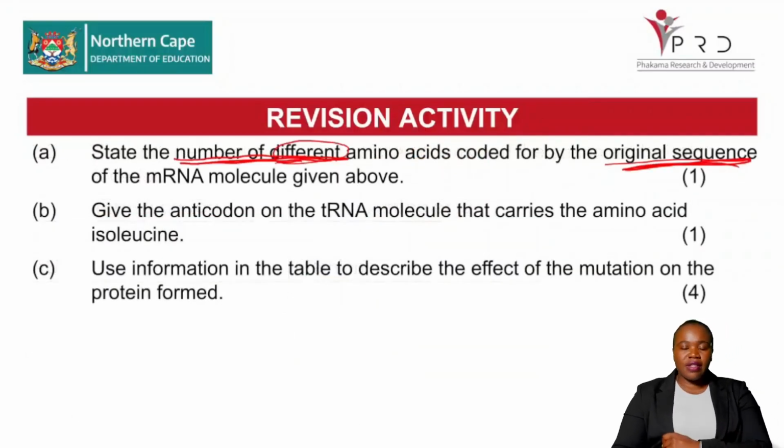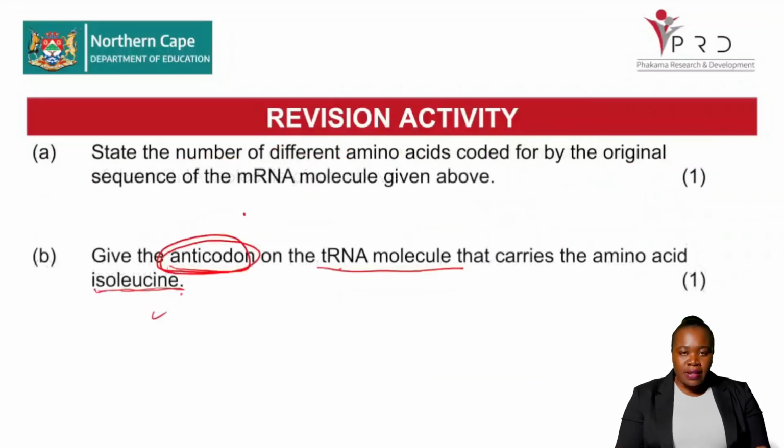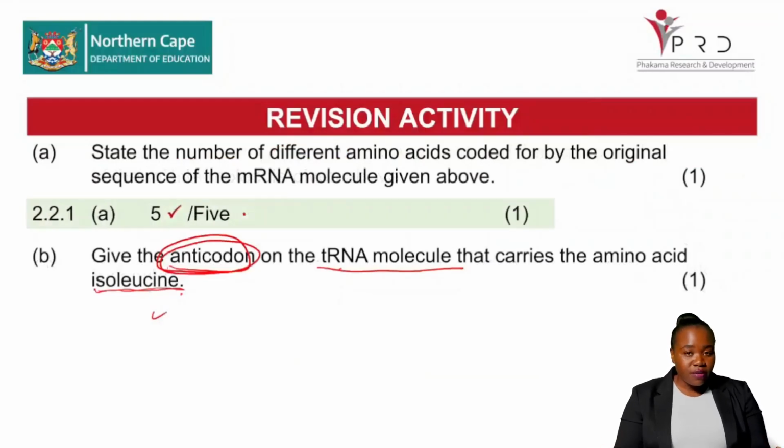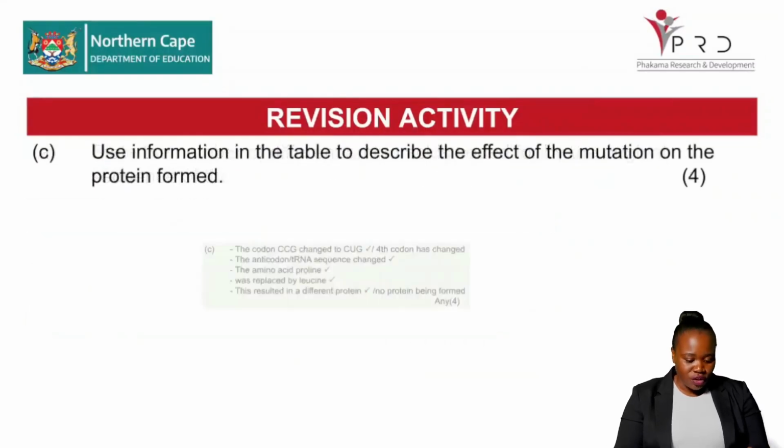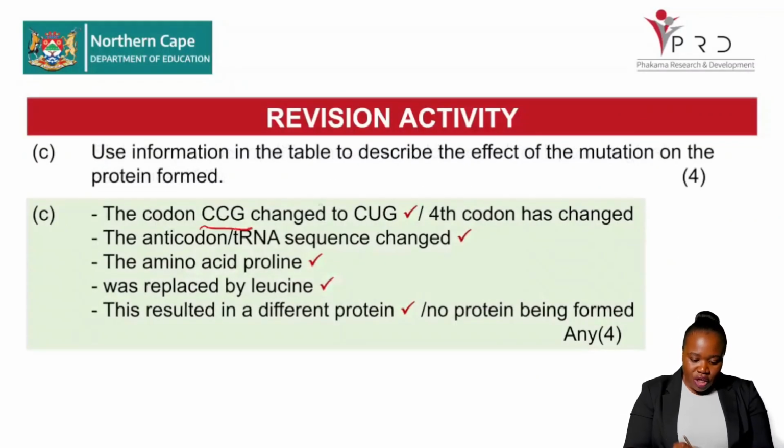Right, so you're going to mention that there has been a change in the nitrogenous base CCG to CUG, whereby C has been replaced by U, right? And then the amino acid proline has been replaced by leucine, which then means that the protein formed is also going to change, right? So the codon CCG changed to CUG, right? The anticodon tRNA sequence has changed, right? So the tRNA sequence has changed, and the amino acid proline has now been replaced by leucine. This will result in a different protein, right?